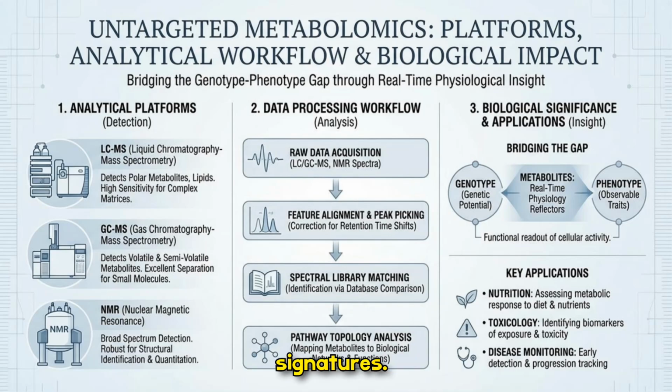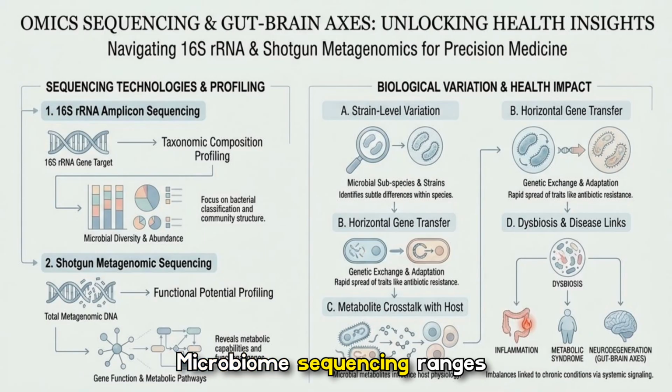Microbiome sequencing ranges from 16S rRNA amplicon profiling for taxonomic composition to shotgun metagenomics for functional potential, revealing strain-level variation, horizontal gene transfer, and metabolite crosstalk with the host. Perturbations in microbial communities, or dysbiosis, are increasingly linked to inflammation, metabolic disease, and neurodegeneration via gut-brain signaling pathways.